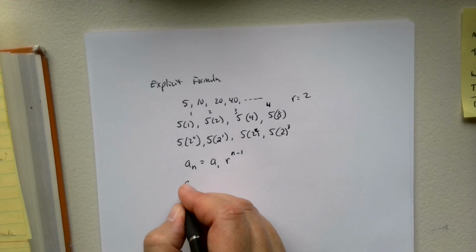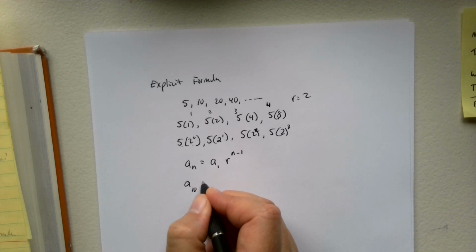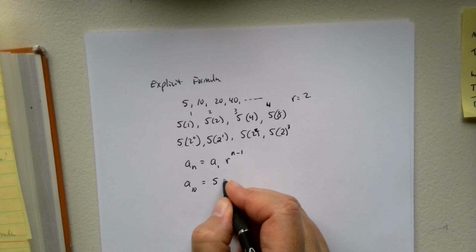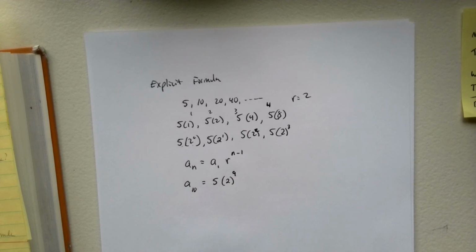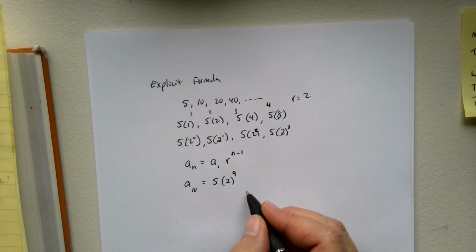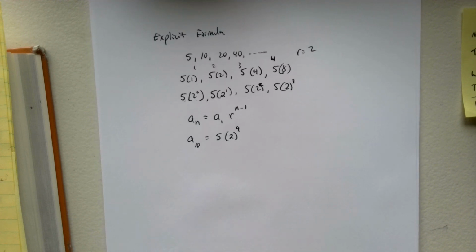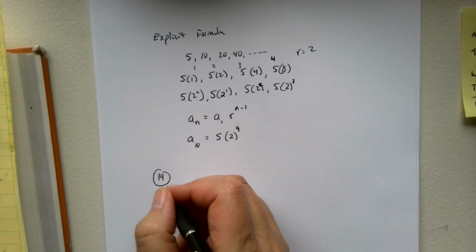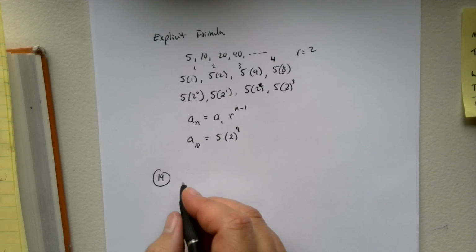So if we want, let's say that we wanted the 10th term, then we would take the 5 and we would multiply it by 2 to the 9th power. And I've lost my calculator, so I'm not sure what that is, but that's how you would find the 10th term. So if we look at number 19 on page 582, it says write the first 5 terms of the geometric sequence, find the common ratio, and write the nth term.